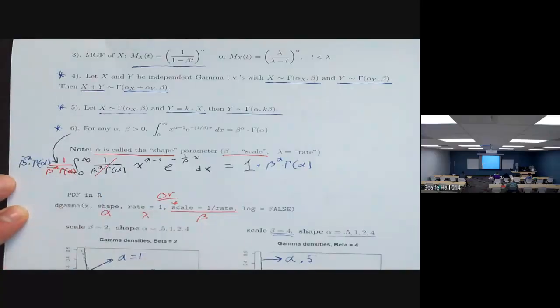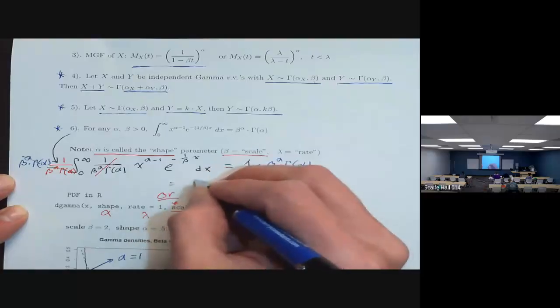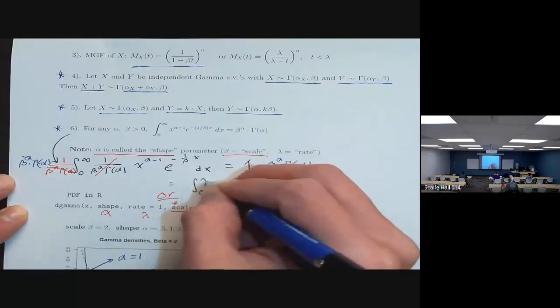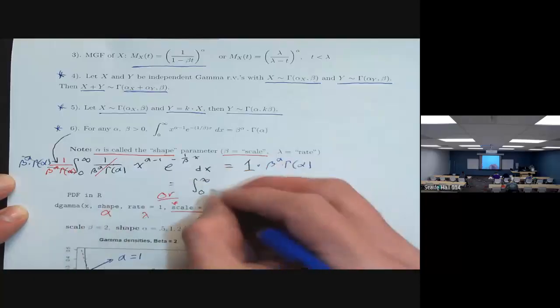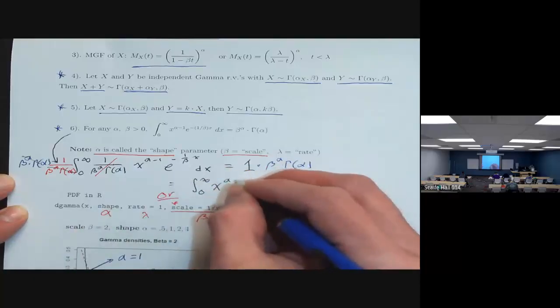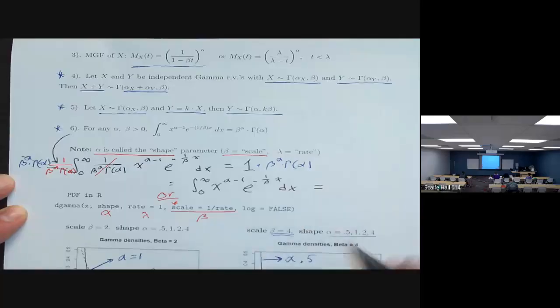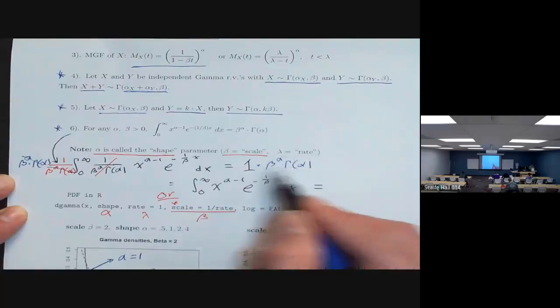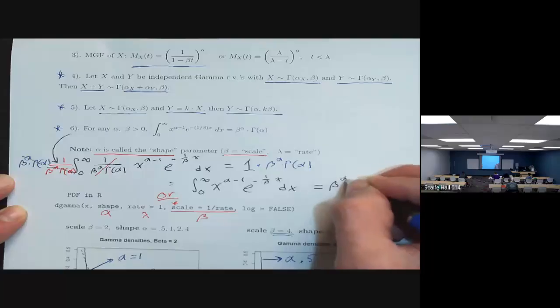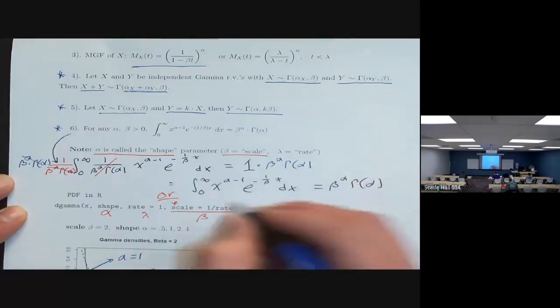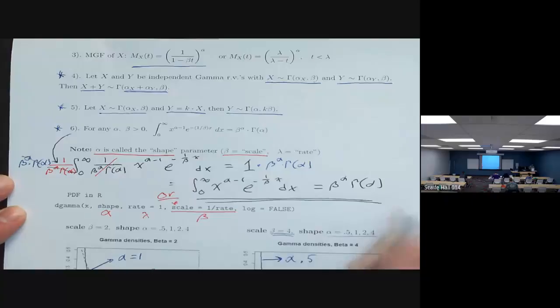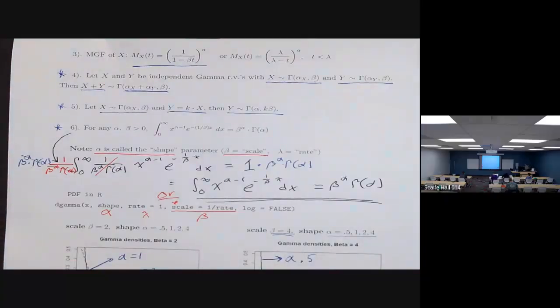And then what am I left with? The integral, just to clean it up, from 0 to infinity of just the inside piece is left on the left-hand side: x to the alpha minus 1 times e to the negative 1 over beta x is equal to beta to the alpha gamma of alpha times 1, which is just beta to the alpha gamma of alpha. It's really not a rule or a property, just sort of a reworking from a definition.